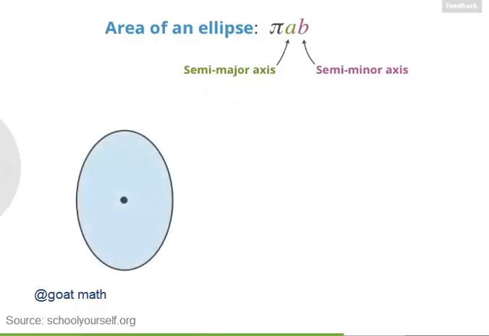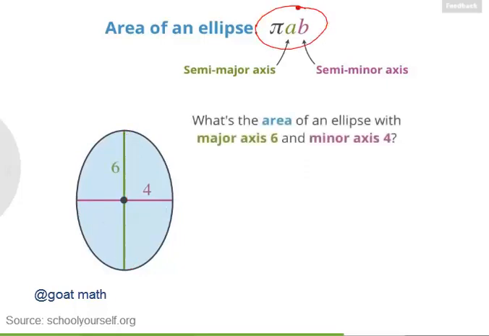Great, so consider an ellipse whose minor axis has length 4 and whose major axis has length 6. Try using this formula to find the area of this ellipse. And keep in mind that 6 and 4 are the entire major and minor axes, while this formula uses the semi-major and semi-minor axes.